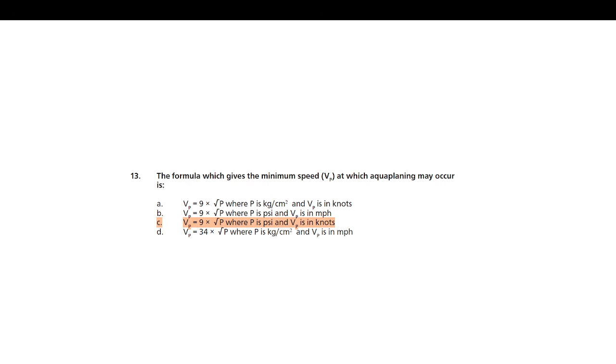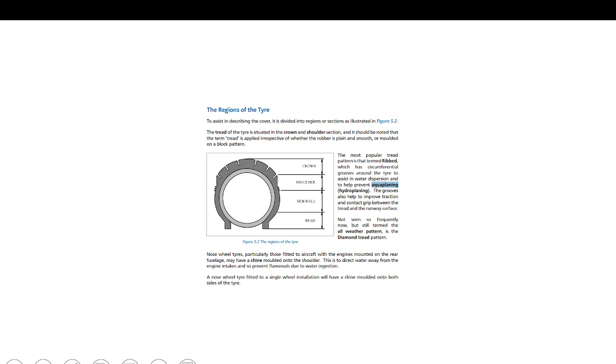The formula which gives the minimum speed at which aquaplaning may occur is Vp equals 9 into root P, where P is the PSI and Vp is in knots. C. To assist in describing the cover, it is divided into regions or sections as illustrated. The tread of the tire is situated in the crown and shoulder region.